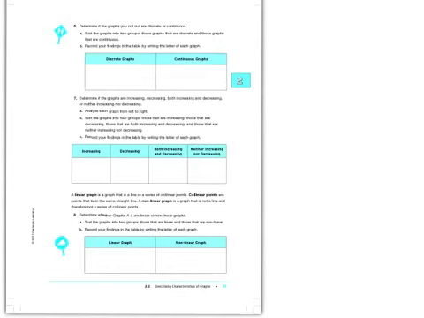In terms of increasing and decreasing, we read them from left to right. So if a graph is going up from left to right, it's increasing. If a graph is going down, it's decreasing.